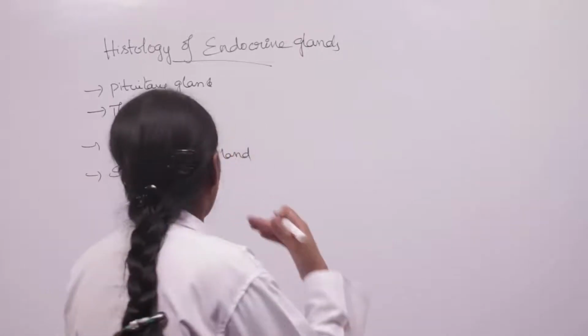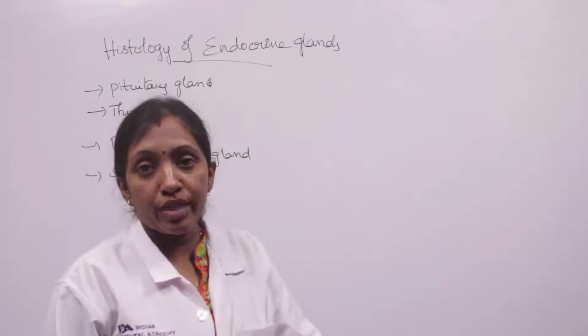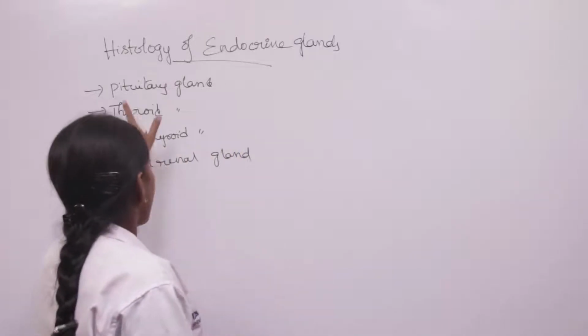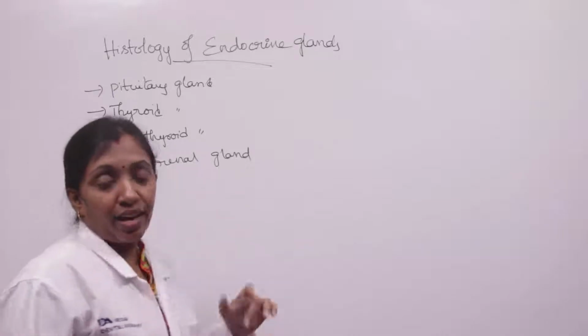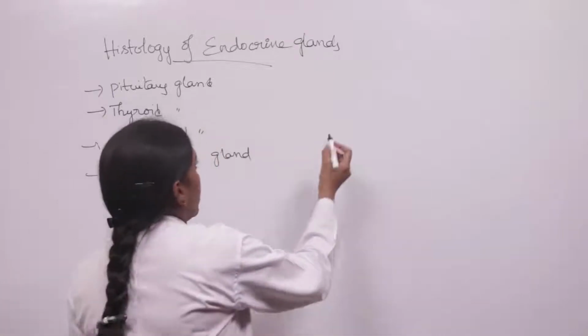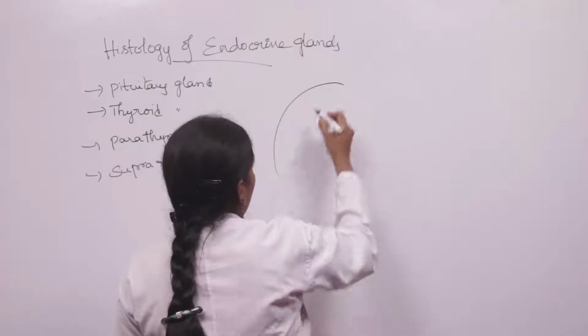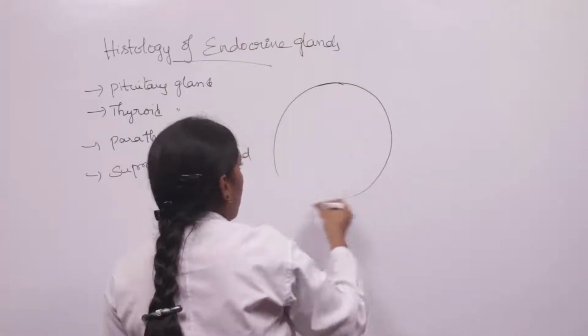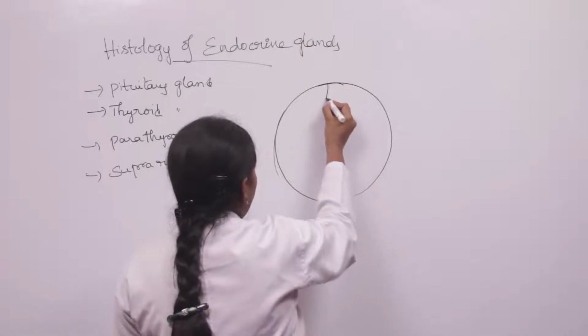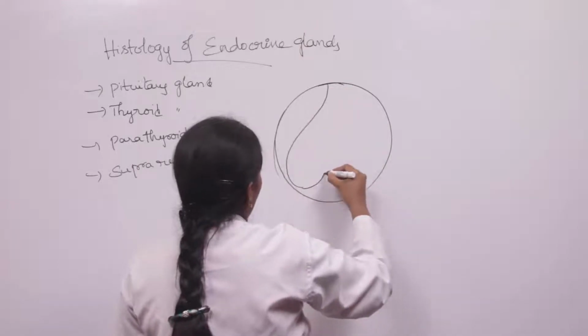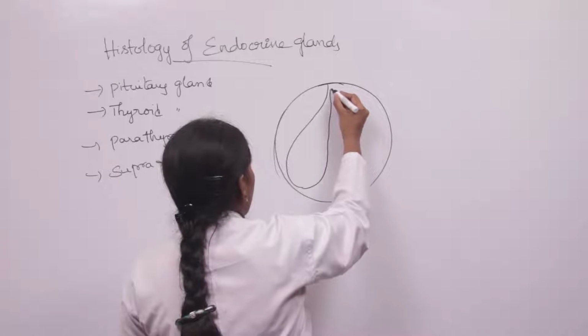Histology of endocrine glands. We need to discuss four slides: the pituitary gland, thyroid gland, parathyroid gland, and suprarenal gland, otherwise called the adrenal gland. Coming to the pituitary gland, we know that it is divided into the anterior pituitary as well as the posterior pituitary.